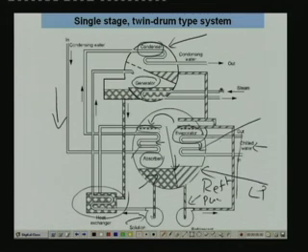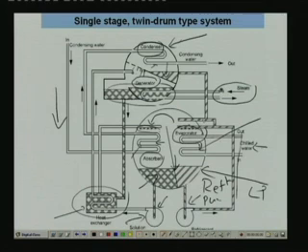This weak solution is pumped by this solution pump through the solution heat exchanger, where it becomes hot and it is sent to the generator. In the generator it forms a pool of dilute solution, and the heater coil, typically a steam tube, is immersed in this solution pool and heat is supplied. Because of this, vapor is generated here, pure refrigerant vapor. This pure refrigerant vapor comes to the condenser and comes in contact with the condenser coil and condenses, and the condensate liquid drops here, and from here it goes to the evaporator.